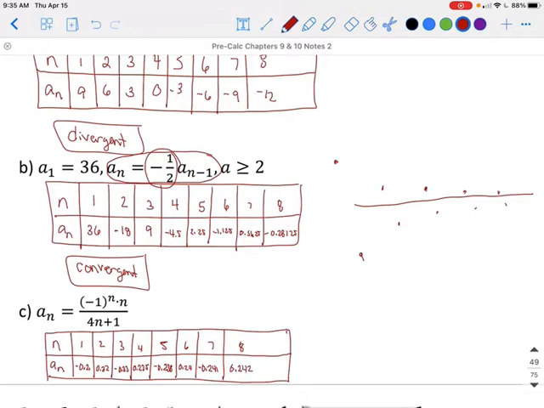So this one is alternating between positive and negatives, but those values, the negative values, each time are getting a little bit larger, and the positive values are each getting a little bit larger. So they're not actually getting closer to a value, they're getting farther away from each other. So this one would be divergent.